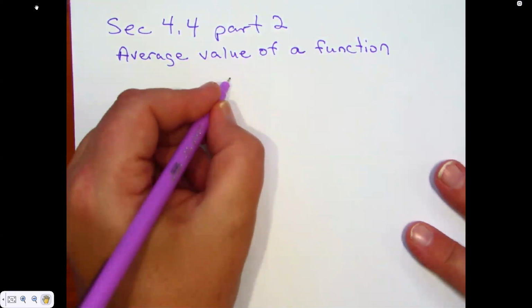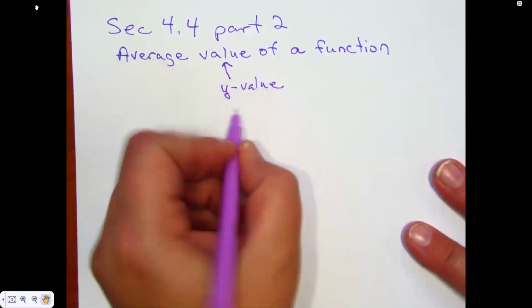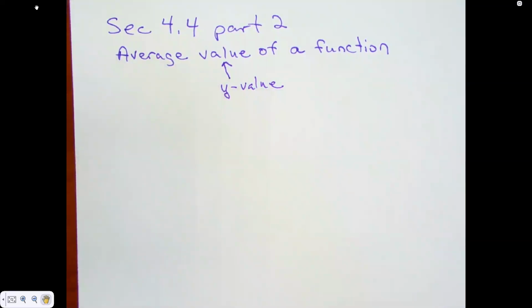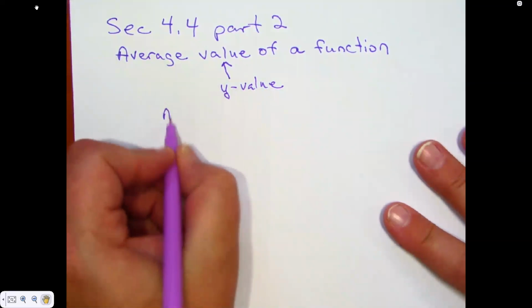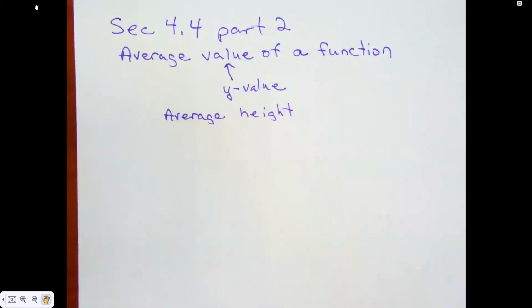But value means y value. And a y value is up and down. So the average y value is actually the average height. So we're finding the average height, the same thing as the average value of a function, because value means y value, and y value is up and down, so y value is height. Let's talk a little bit about it, and then after the problem, we'll do a picture, and I think that'll put it together even more.